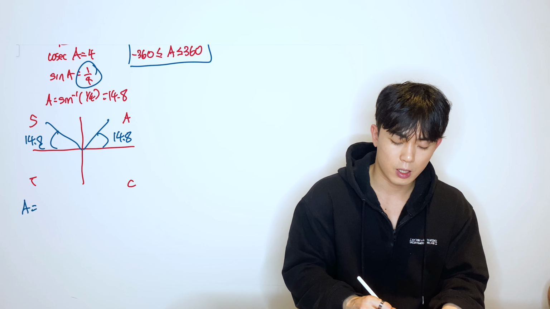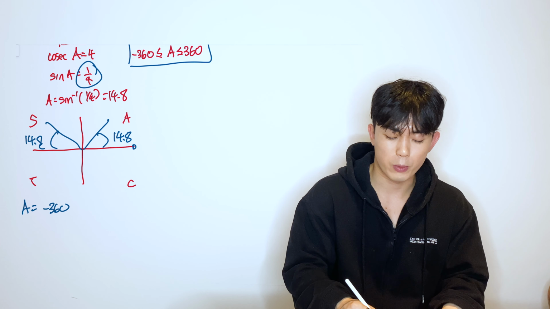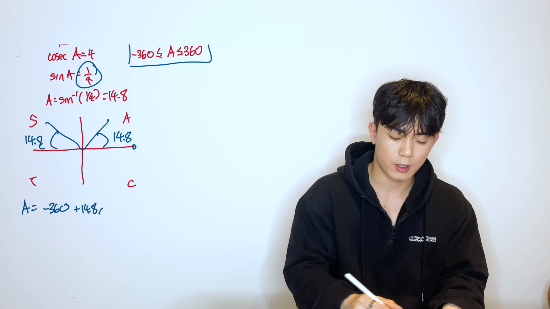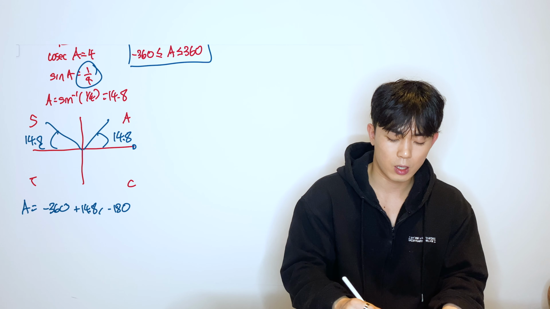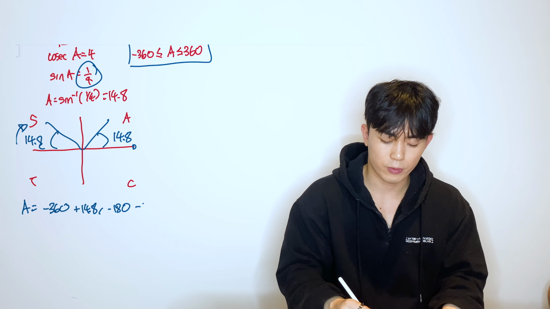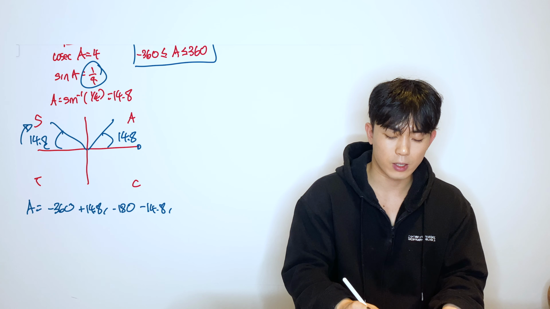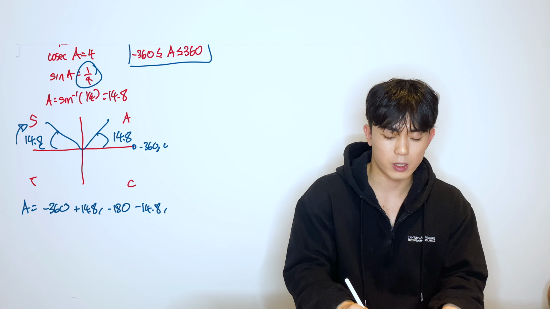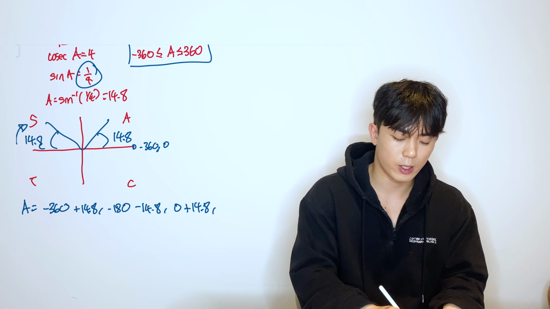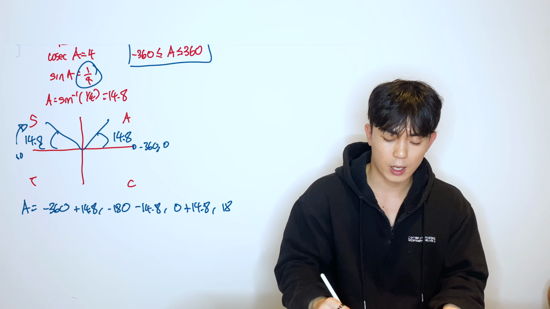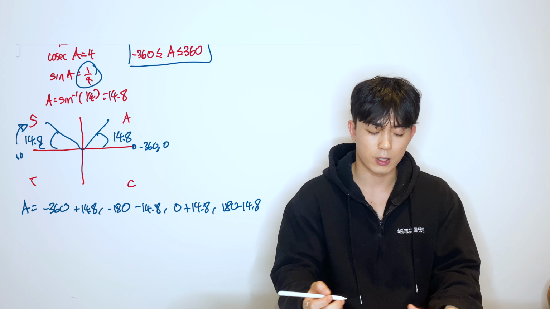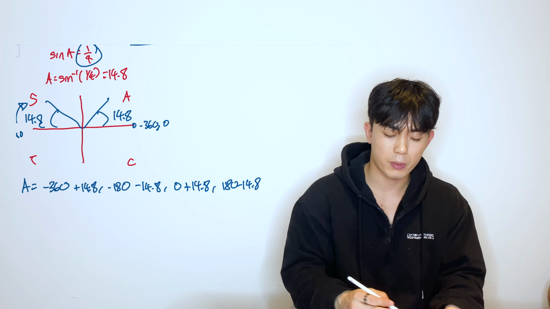So A is going to be, minus 360 is going to be here, and we're going anticlockwise, so we're going to be adding 14.8. The next one is minus 180. And we're going anticlockwise this way here, right? So it's going to be negative 14.8. We keep going around, so now it was minus 360, now this is going to be 0 again. So 0 plus 14.8, rotating again, this would be positive 180, 180 minus 14.8, and 360, so it's up to that point here, right? So these are the 4 solutions, but remember, these are the solutions for A.